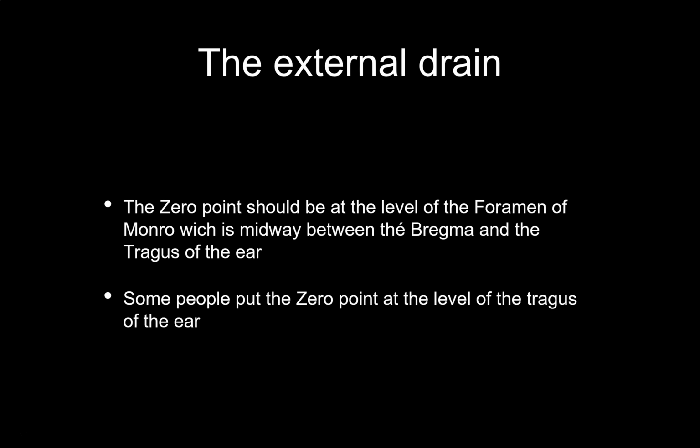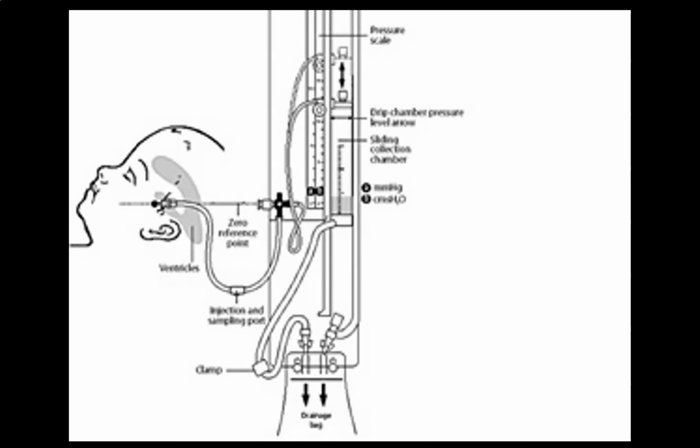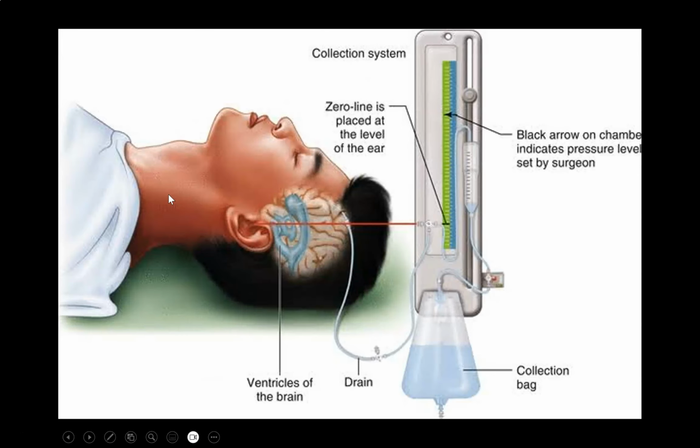As we said, it's midway between the bregma and the tragus, but some people put the 0 point at the level of the tragus of the ear itself, but it is lower than usual. So when you apply external drain, you see the bregma, you see the external auditory canal, half the distance between them is the level of the foramen of Monro. As I said, some put the 0 point at the level of the tragus, but it should be put midway between the bregma and the external auditory canal, here.